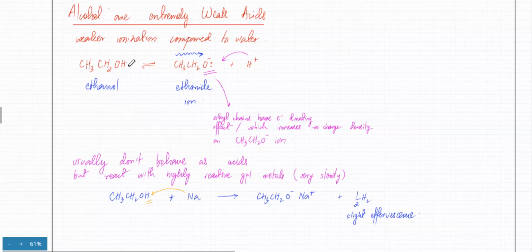Anyways, the point is, alcohols usually don't behave as acids, but only behave as acids with highly reactive group one metals. So the sodium comes in, knocks out the H, and H2 gas is produced as a result. So that's what's happening.